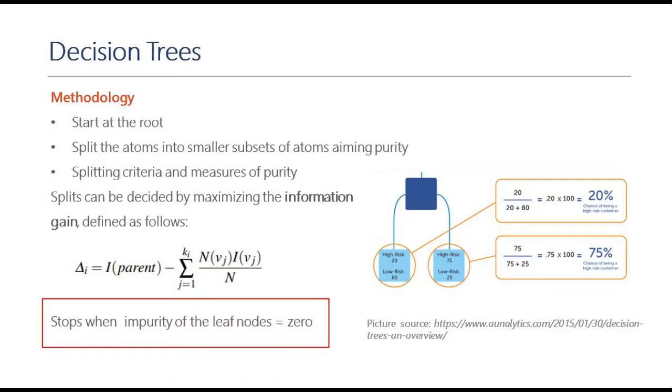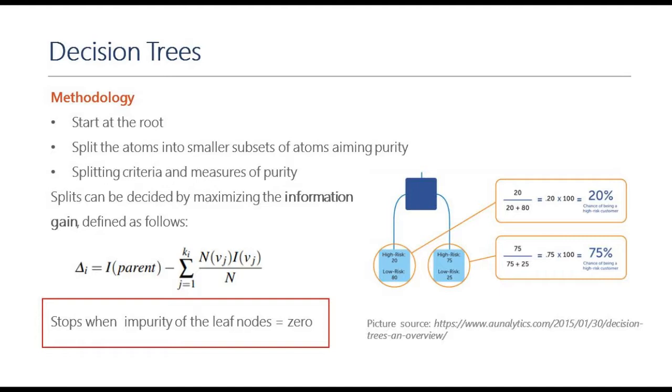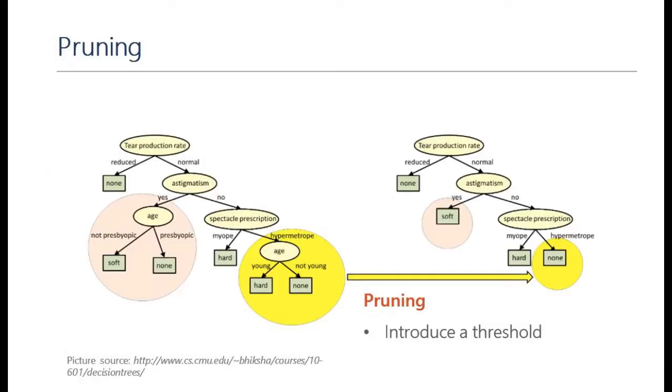Decision tree induction stops when all observations belong to the same class, or when the impurity of the leaf nodes equals 0. For practical reasons, however, most decision tree implementations use pruning, by which a node is no further split if its impurity measure or the number of observations in the node are below a certain threshold.